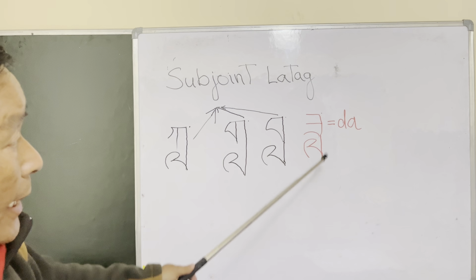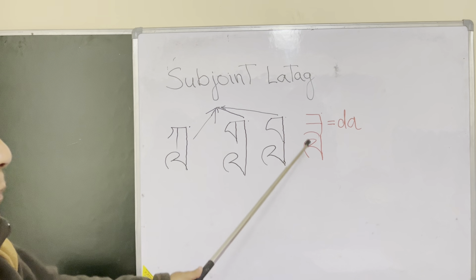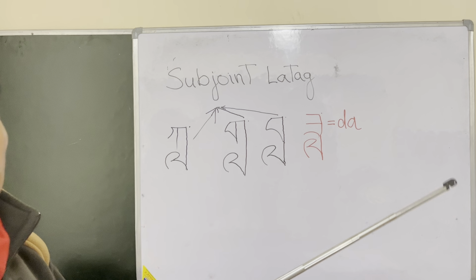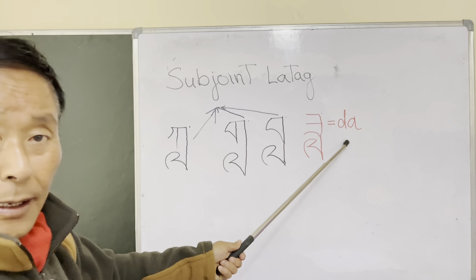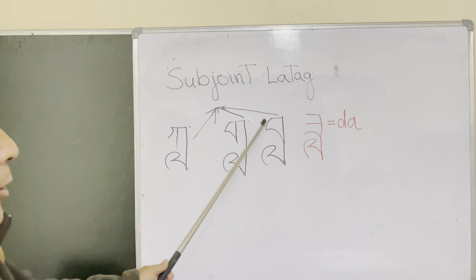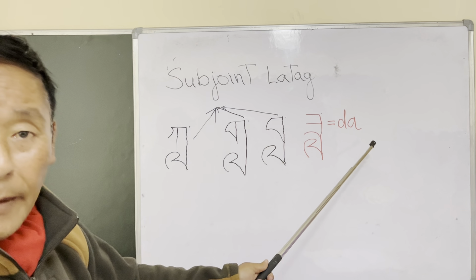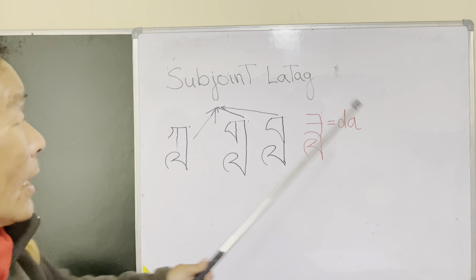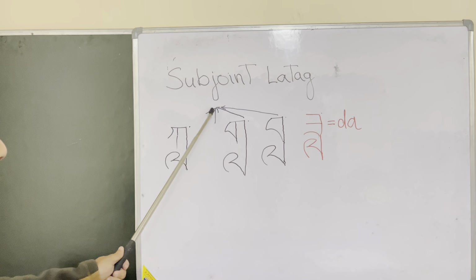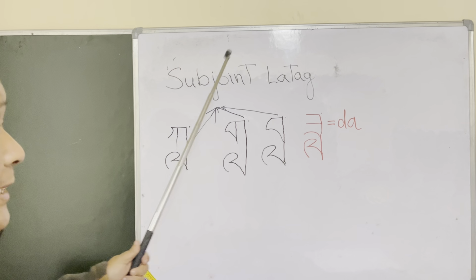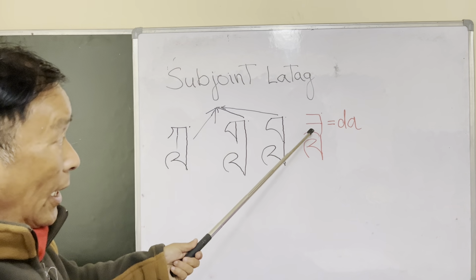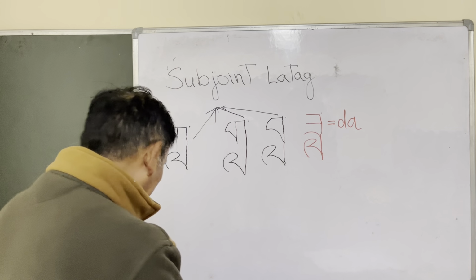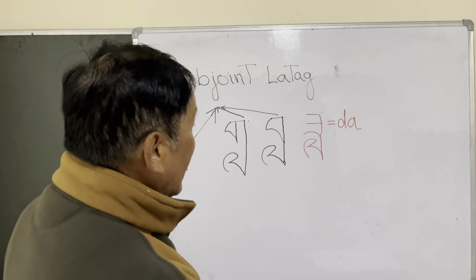But then, salata, this doesn't follow this rule. This is an exception. Every time you see salata, you have to read it as salatak da. Not la, but salatak da. This is the only exception. So, ka latak la, ga latak la, ba latak la, but sa latak da.